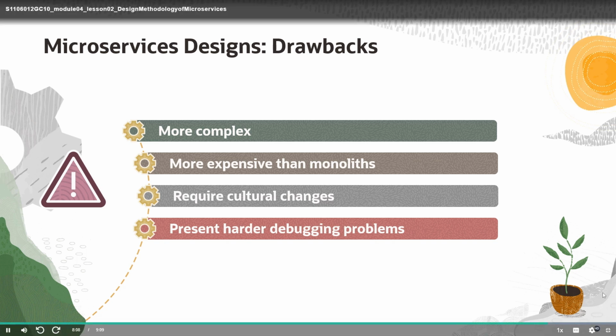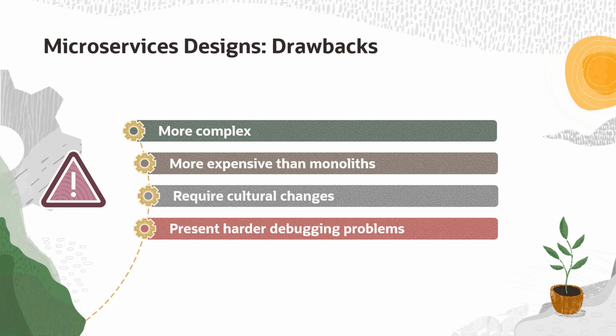Microservices design presents harder debugging problems. Debugging becomes more challenging with microservices. With an application consisting of multiple microservices and with each microservice having its own set of logs, tracing the source of the problem can be difficult at times.